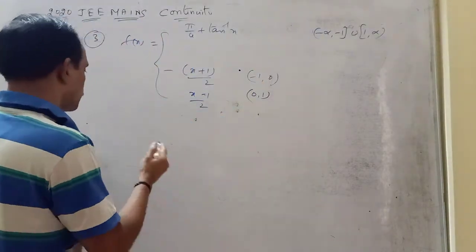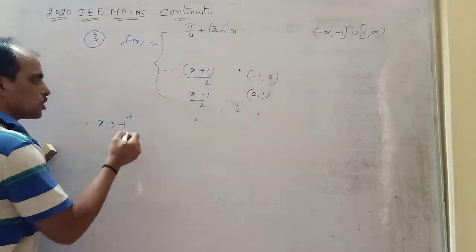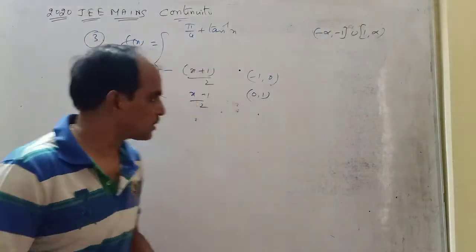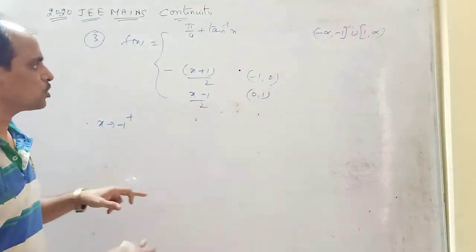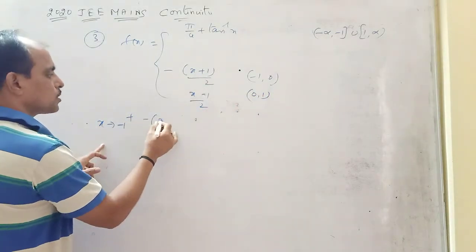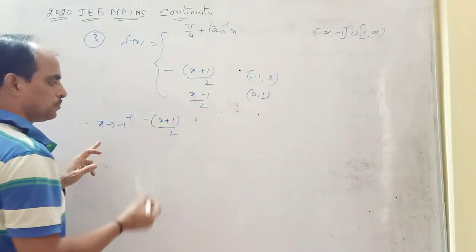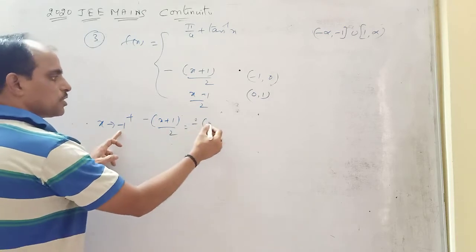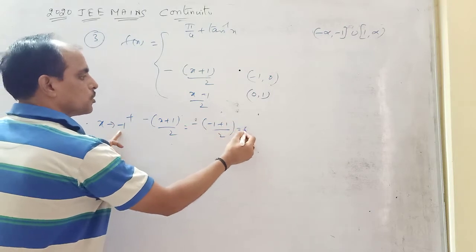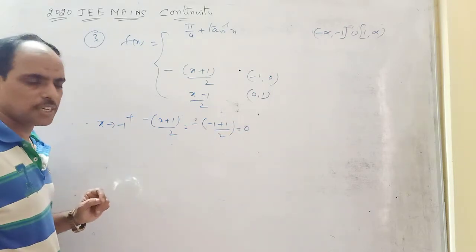Now you see, x tends to minus 1 plus, greater than minus 1. Greater than minus 1 means minus 1 to 0. What about the function is minus of x plus 1 by 2. Okay. So what about its value? Minus of x means minus 1 plus 1 by 2. So it is 0. Is it clear?